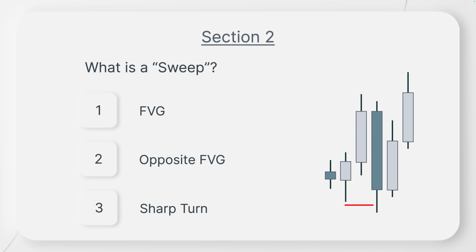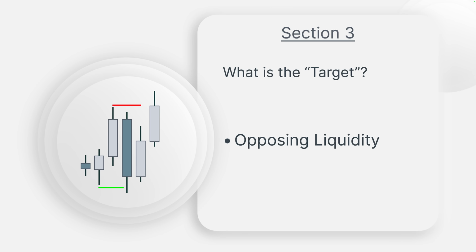So now we know what liquidity is, what a sweep looks like as well. So the third step is right here, section 3. What is the target and how can we now capitalize on that exact move? So the target is the opposing liquidity, meaning the swing low that we see on the left side of our screen, indicated by the green line right there, is getting swept. And when we sweep that swing low, the opposing liquidity is just the opposite liquidity, meaning swing low, what is the opposite? A swing high. So the red line that we are seeing right there is the swing high. That is the opposing liquidity, the first swing high that we encounter.